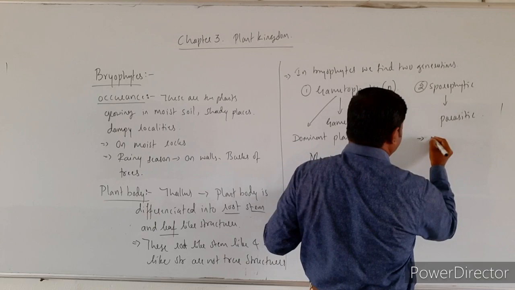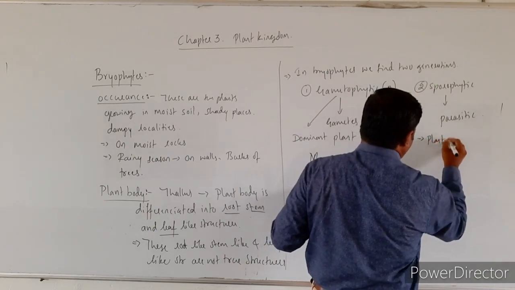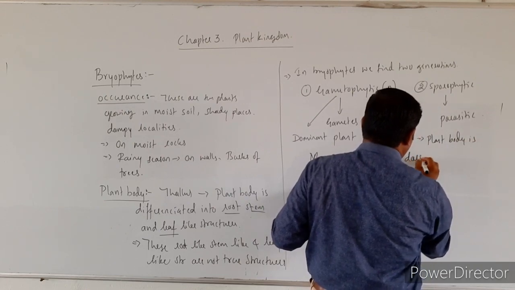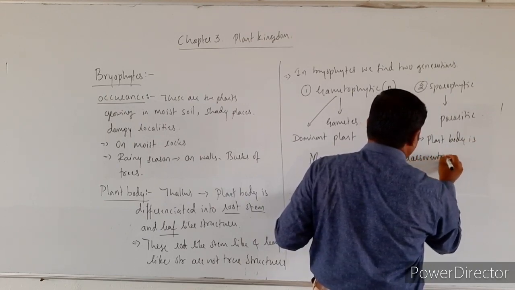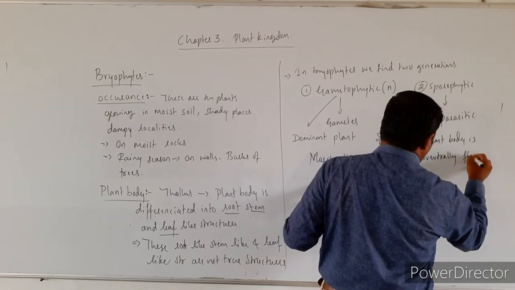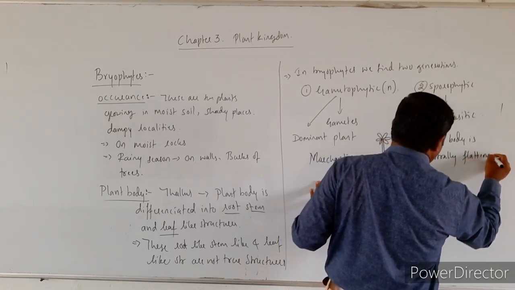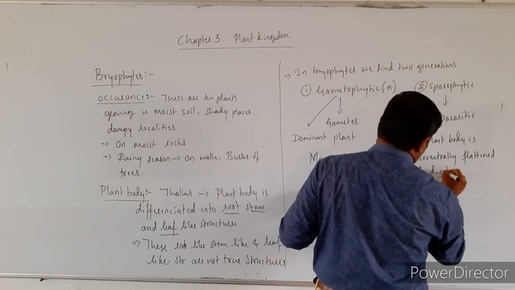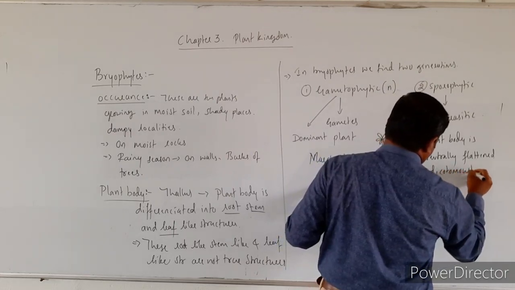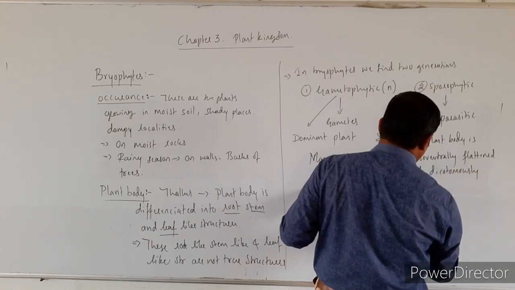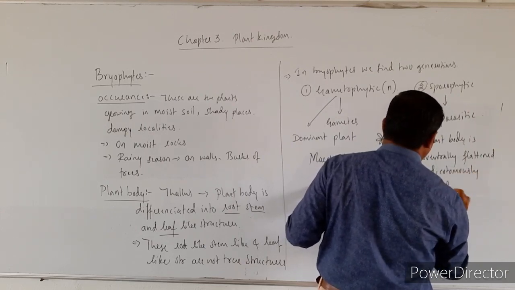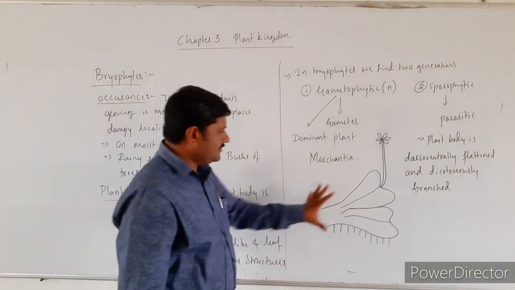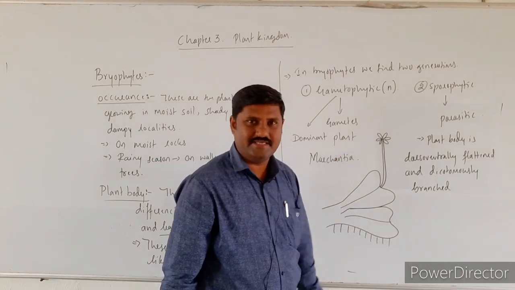We shall write here, the plant body is dorso-ventrally flattened and dichotomously branched. Dichotomously branched. Okay, so this is how the plant body is.